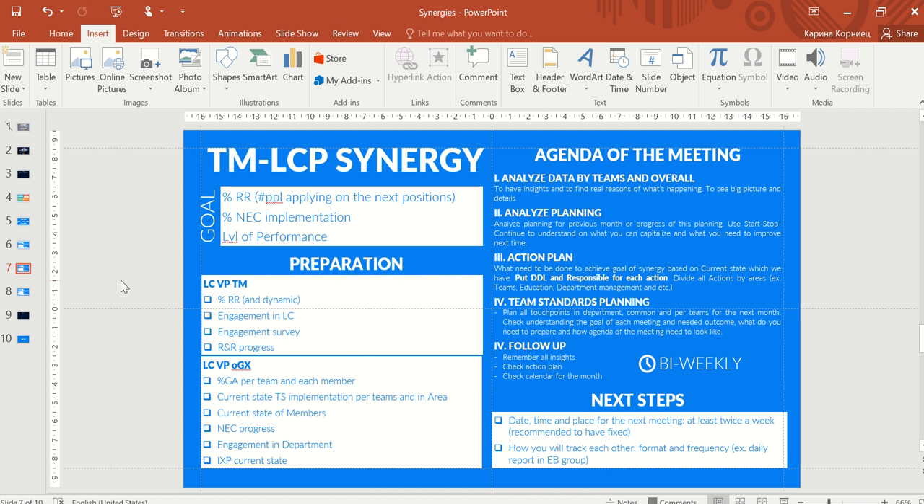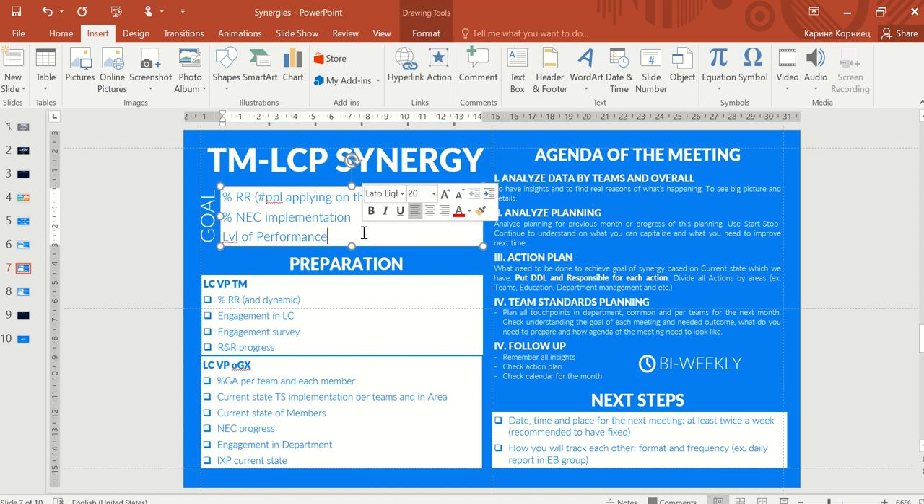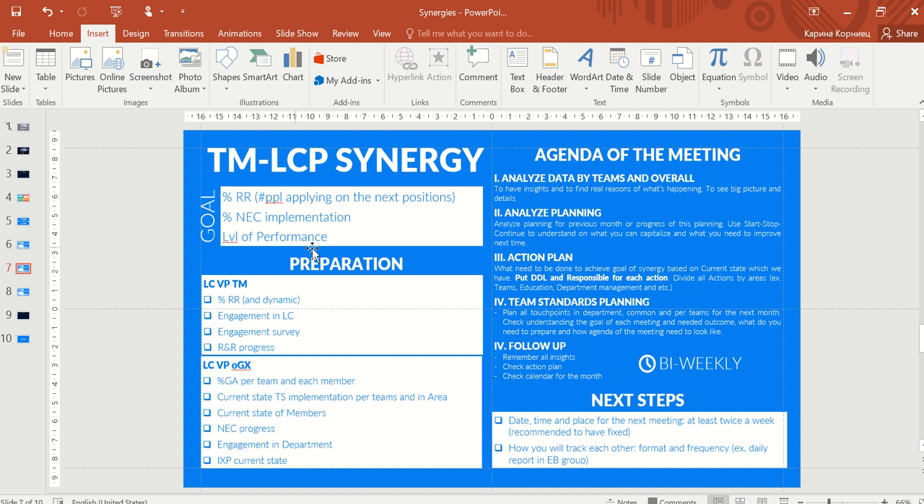So, GMLCP synergy. Is it everything for the goal of the synergy, or do we need to add something else? Yes, no, we can go next. I think we can go. Do you think that is necessary?